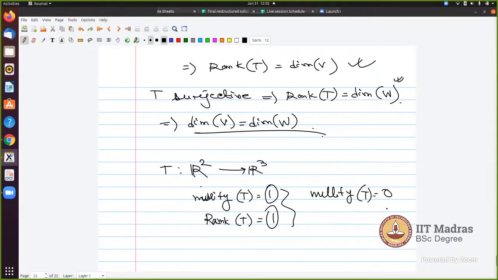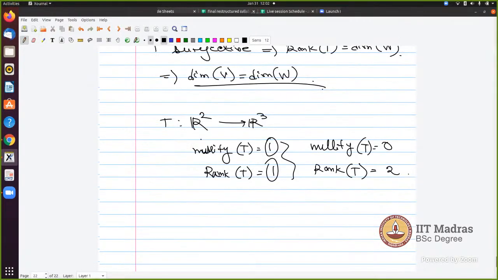Nullity of T is 0, so it can be injective and rank T can be 2. This can happen, right? But rank T cannot be 3, so we can say that it is never surjective. But for injectivity, we cannot say anything. It may or may not be injective; it depends on the function.